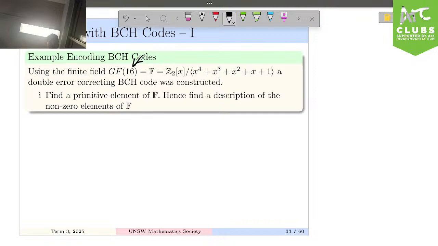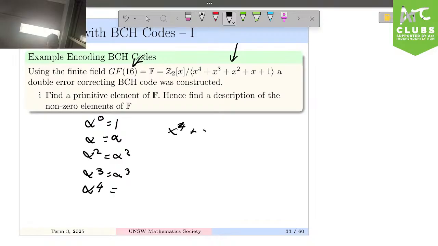So, what we could do is start guessing. And you could guess, oh, maybe the primitive element is a root of this polynomial. If you do that, you would write up your table. You'd have alpha to the 0 is equal to 1, alpha is alpha, alpha squared is alpha squared, alpha cubed is alpha cubed. And then you get to alpha to the 4. And this would be under x to the 4 plus x cubed plus x squared plus x plus 1 equal to 0. We're in Z2. And so that means that x to the 4 is actually equal to x cubed plus x squared plus x plus 1. So this would be alpha cubed plus alpha squared plus alpha plus 1.